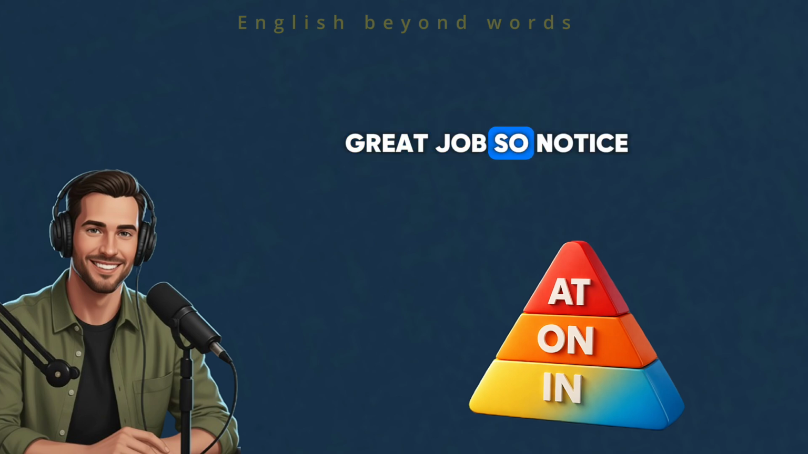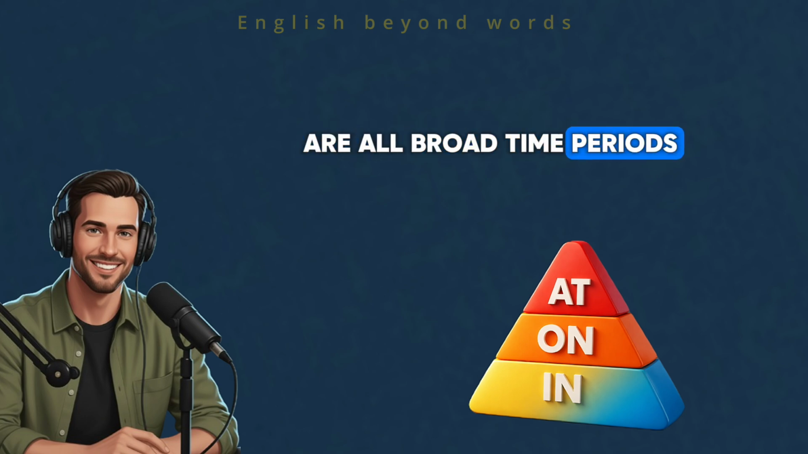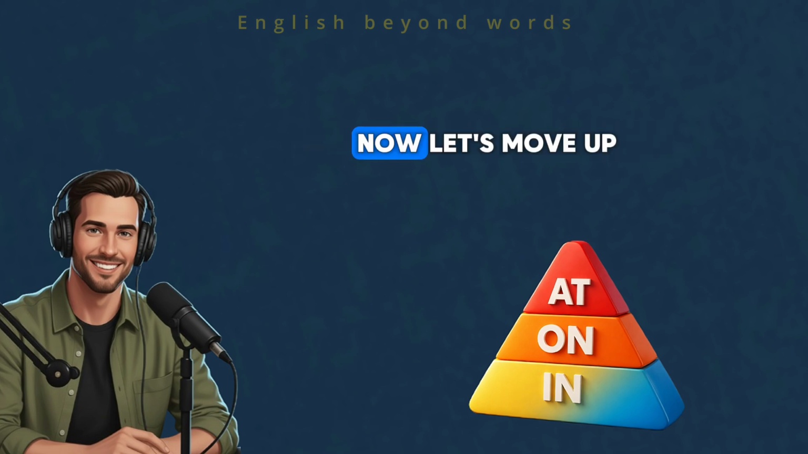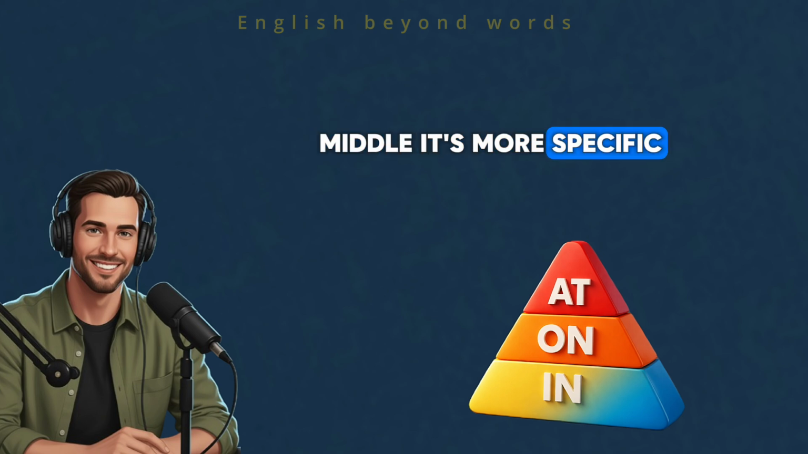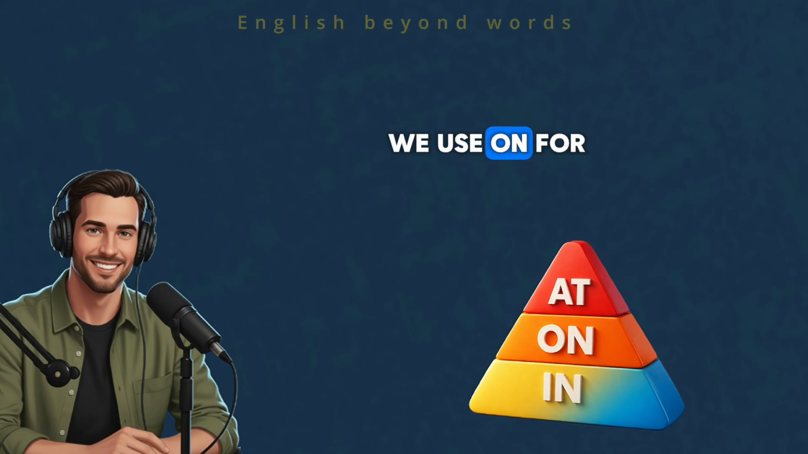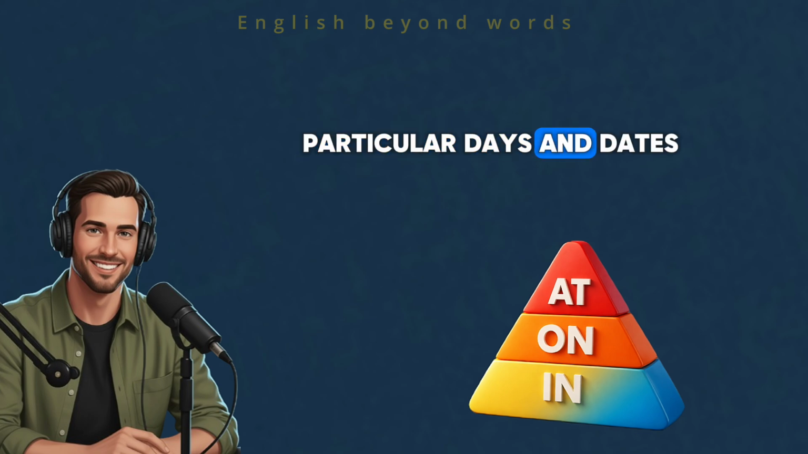Great job. So notice the pattern. In December. In 2018. In summer. In the morning. These are all broad time periods, not exact, not specific, just general. That's when we use in. Now let's move up the triangle to on. On is in the middle. It's more specific than in. We use on for particular days and dates.